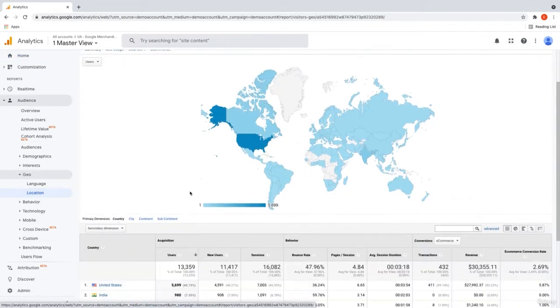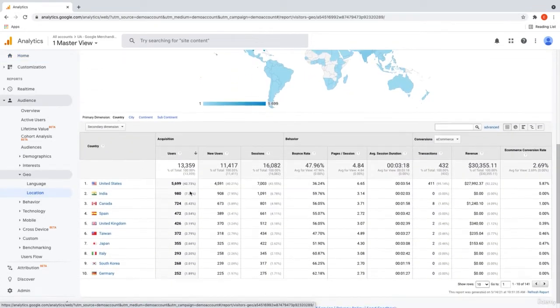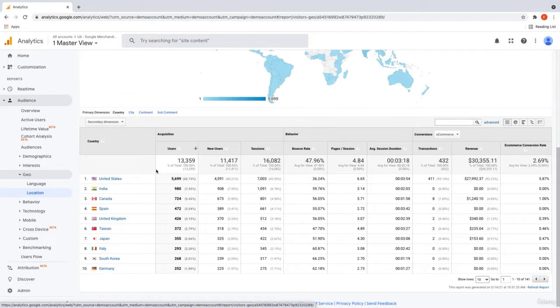If we scroll down on this page, you can see we are getting a breakdown of all of our users by country. So in this instance, for the official Google Merchandise Store, we can see that the number one country sending traffic to this website is indeed the United States, followed by India, Canada, Spain, United Kingdom, Taiwan, Japan, and so on and so on. We can see how many users are coming from this country.